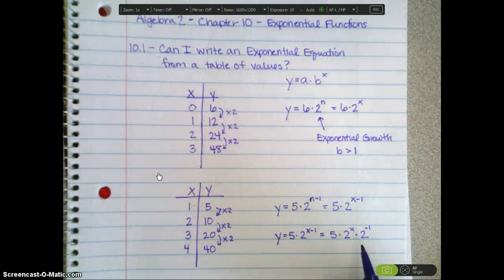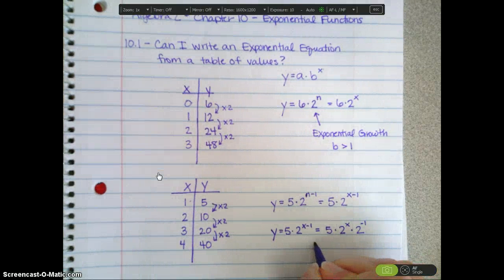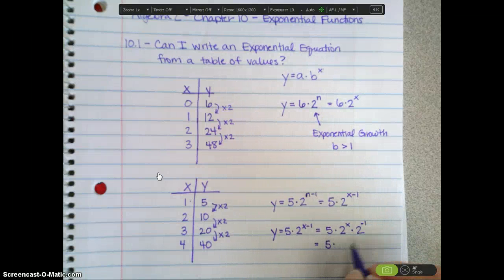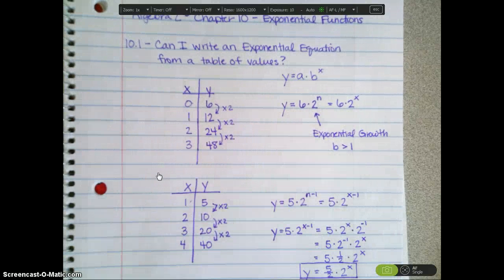Now I'm using the exponent rule in the backwards order. What that allows me to do is rearrange the order in which I'm multiplying, so 5 times 2 to the negative 1 times 2 to the x, and use my exponent rules. This would be 5 times 1/2, and this would become 5/2 times 2 to the x. This would be what we refer to as function form.